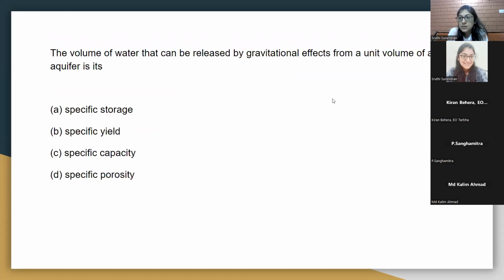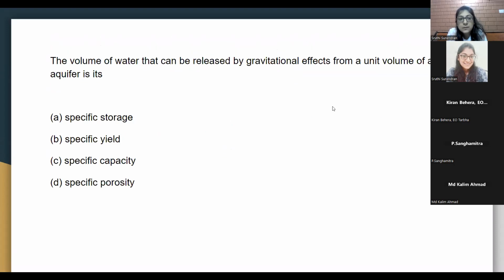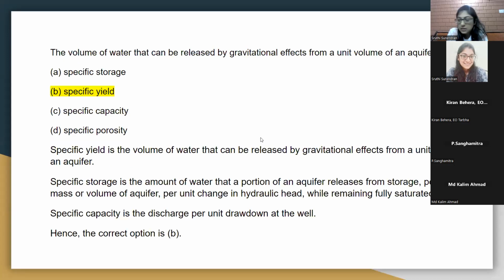Now again, another question based on the same thing. Volume of water that can be released by gravitational effects from a unit volume of an aquifer. The option is the repetitive question. The answer is again B. Yes, you're right, Kiran. We had just discussed this. So it would be useful to know what the other terms are also.